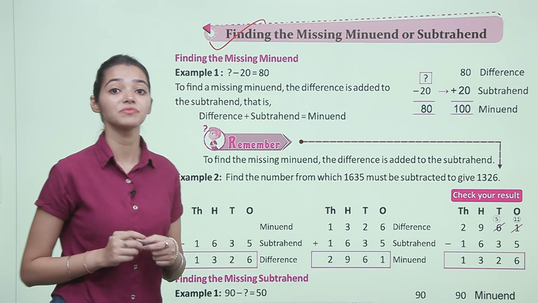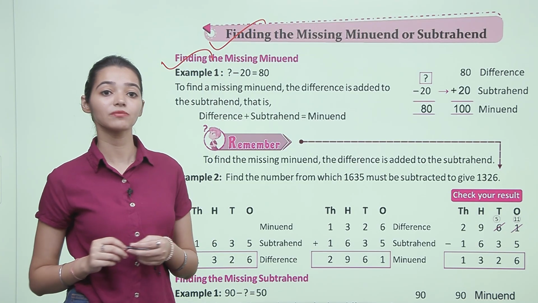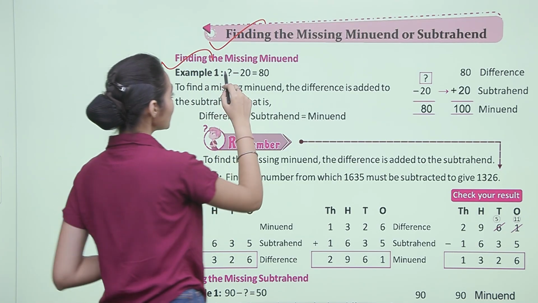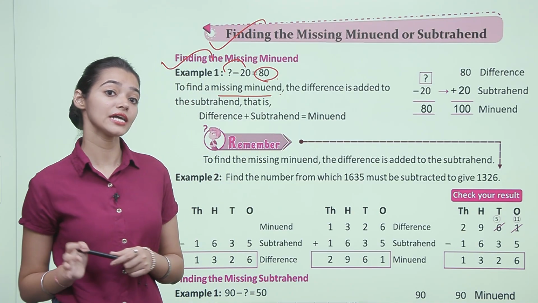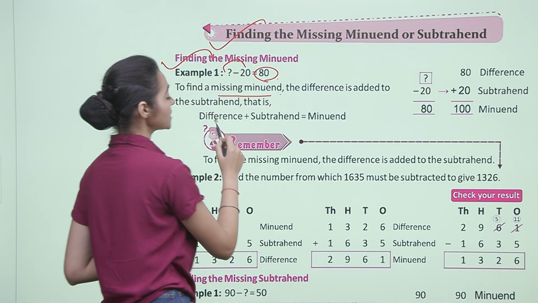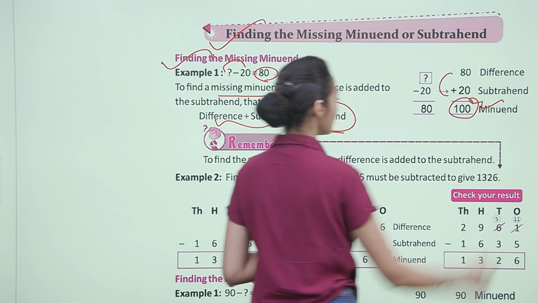Now let's start with finding the missing minuend or subtrahend. Here we will learn how we can find a missing minuend. In the first one, what must be subtracted from 20 to get 80? That means we have to find a missing minuend, and difference is added to subtrahend. That means difference plus subtrahend becomes our minuend. That is 80 plus 20, that means 100 is our minuend.